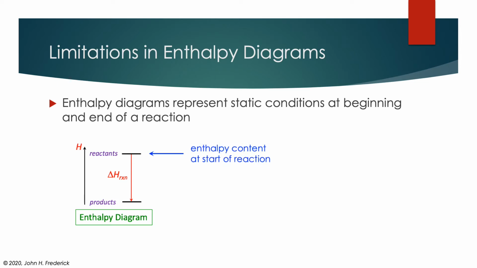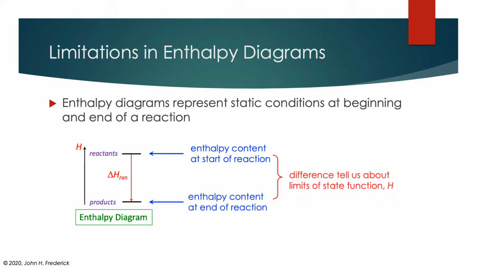The total enthalpy content of the system decreases, it releases enthalpy. So what this diagram basically tells us is what the enthalpy content is at the start of the reaction and what the enthalpy content is at the end of the reaction. And it gives us an idea of what the difference is. So it tells us really about the limits of the state function. But it's not really giving us more insight than that. In fact, all we get from this is what the total energy change was during the course of that reaction, but not how it happened or anything like that. So we need something more.